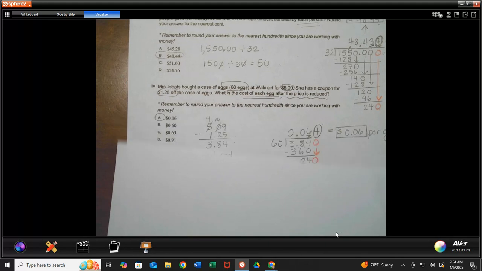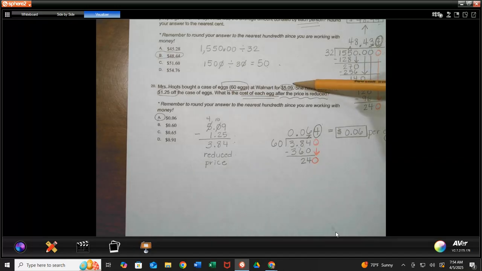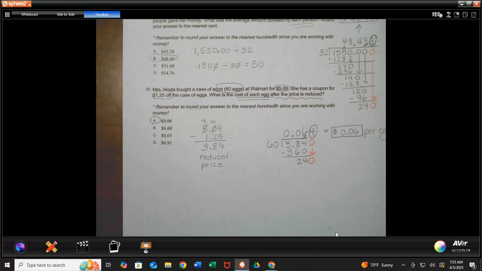Mrs. Hoots bought a case of eggs. There are 60 eggs in a case at Walmart. She bought them for $5.09. She has a coupon for $1.25 off the case of eggs. What is the cost of each egg after the price is reduced? So guys, this is a multi-step problem. Remember, you're working with money, so round your answer to the nearest hundredth.